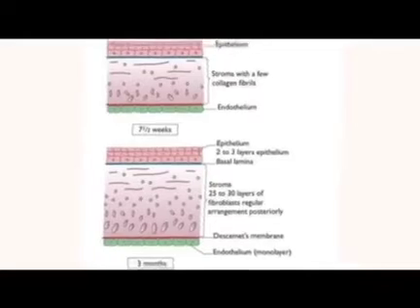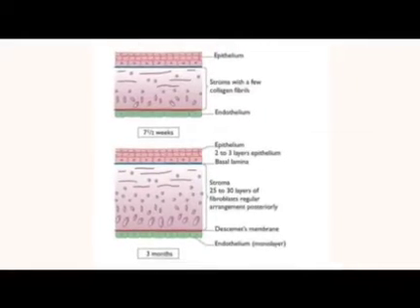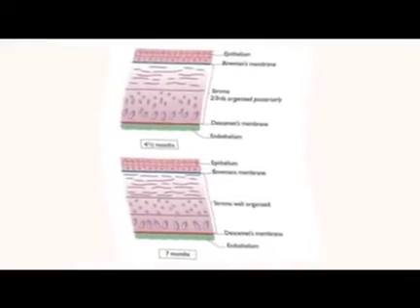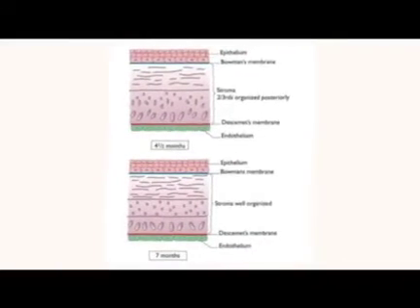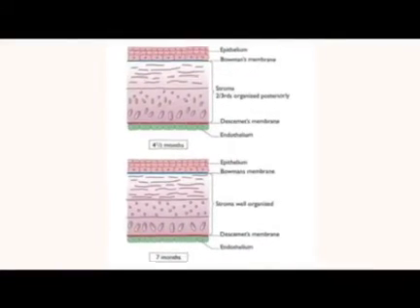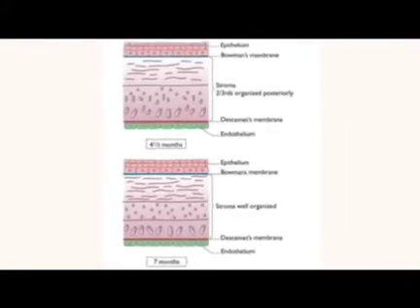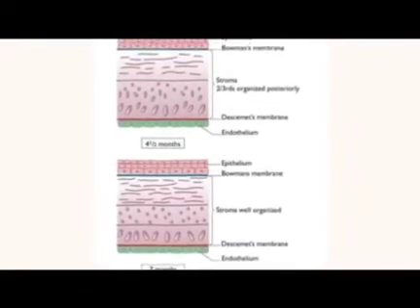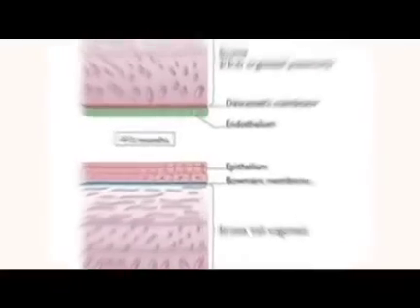Descemet's membrane develops from the endothelium and becomes a monolayer by month 3. Adjacent endothelial cells develop tight junctions at month 4, at the same time as aqueous humor production starts. Bowman's layer is the last corneal layer to develop, at month 5.